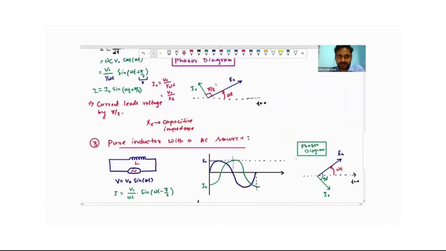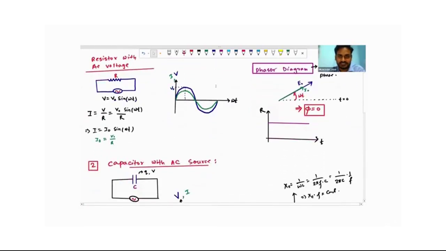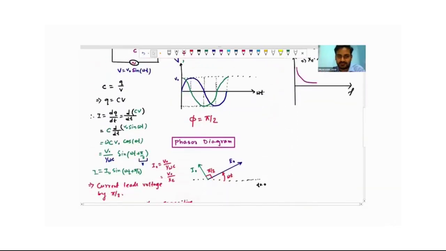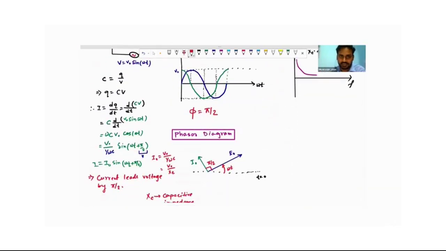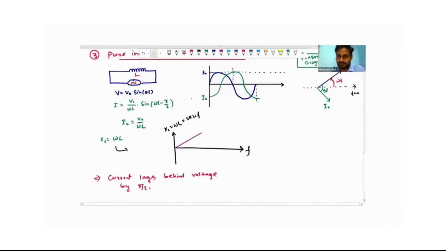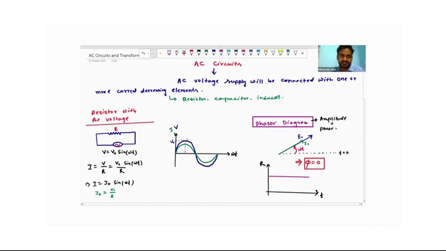Okay, let us recapitulate the thing once. For pure resistance, this is the case, phi equals 0. Here phi equals pi by 2 phase difference, and here also pi by 2. Here also phi is pi by 2, but it is in the opposite direction. The direction is different. So this was all about AC circuits. I hope you all understood this.